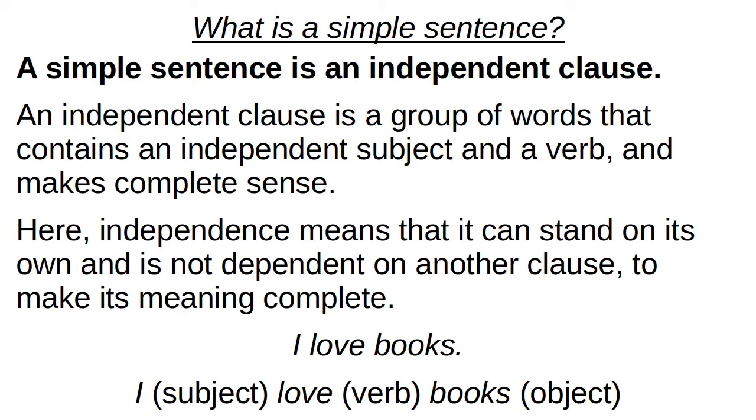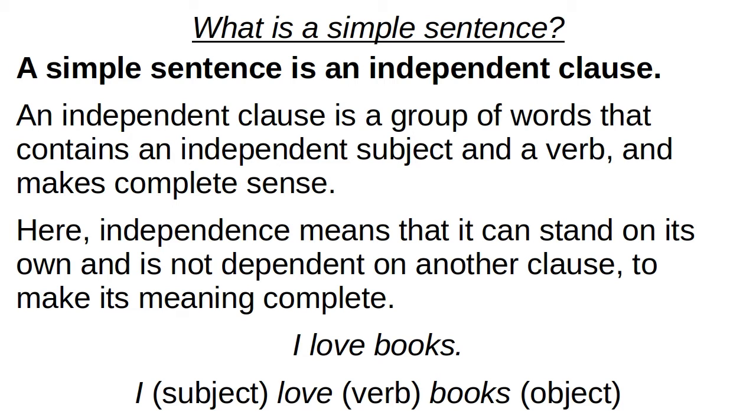Now let us see what is a simple sentence. It is an independent clause. Remember there were two kinds of clauses, independent and dependent clause. The independent clause can stand on its own while a dependent clause needs an independent clause to stand on its own. So an independent clause is a group of words that contains an independent subject and a verb. And it also makes complete sense.